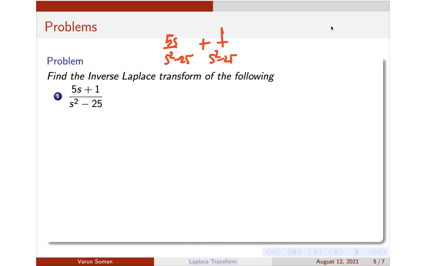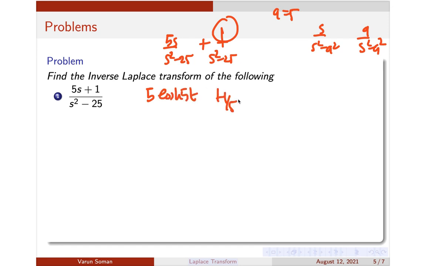Look at the table, it is similar to s by s square minus a square and a by s square minus a square. The only thing is that your a here is 5, so you need to add a 5 here. So just think of that. I'll write the final answer. It is nothing but 5 cosh 5t plus 1 by 5 sinh 5t. Just think and tell me how you got this answer.